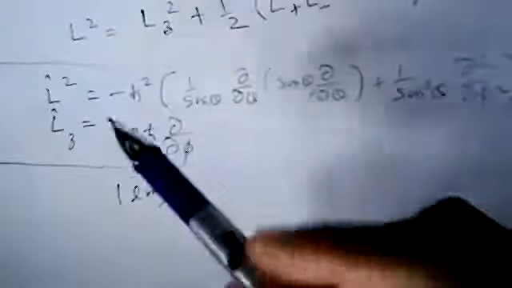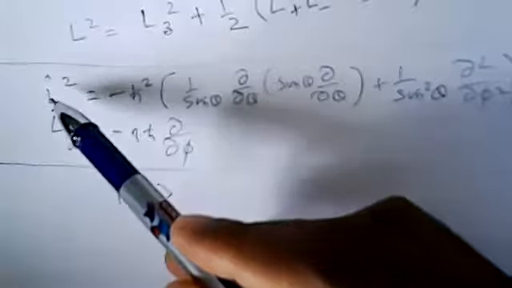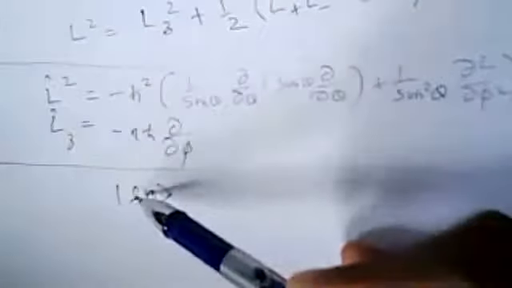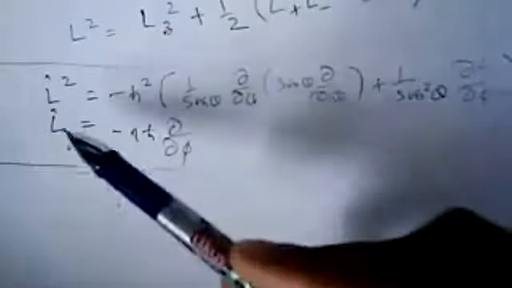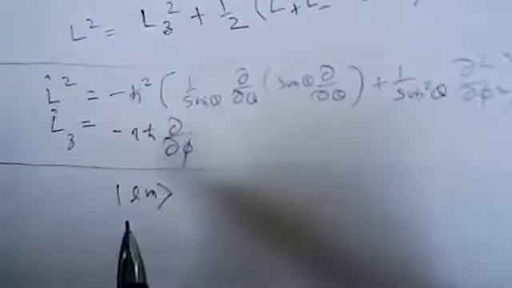Now we have generally written the eigenstate as ket LM, where lambda, or l into l plus 1, is the eigenvalue of L square. So small l represents the eigenvalue of L square, and m represents the eigenvalue of LZ. This is the general state, the common eigenket of L square and LZ.